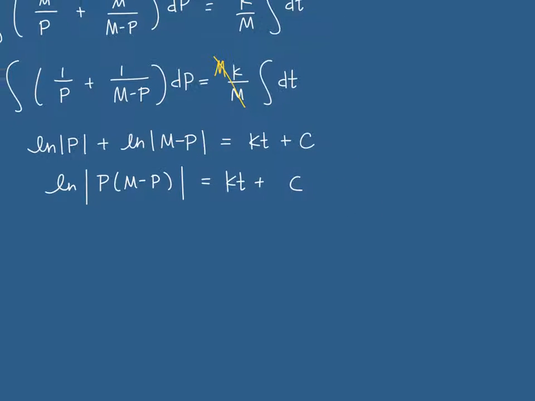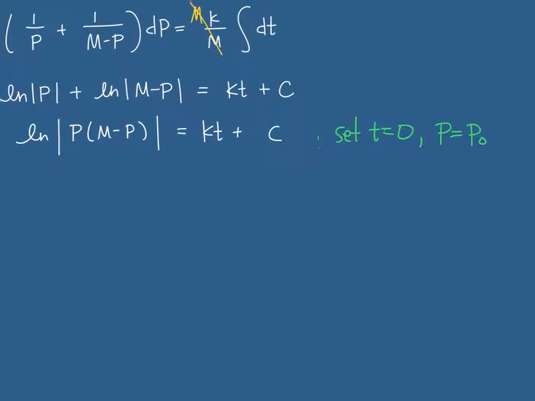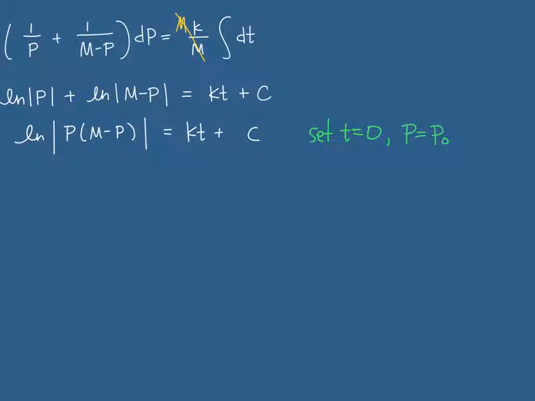What we usually do when we want to find c is set t equal to 0. And what will we set the population equal to? P will equal p sub 0. So if t is equal to 0, then c is equal to the natural log of the absolute value of the initial population times the max minus the initial population. That's our c value.